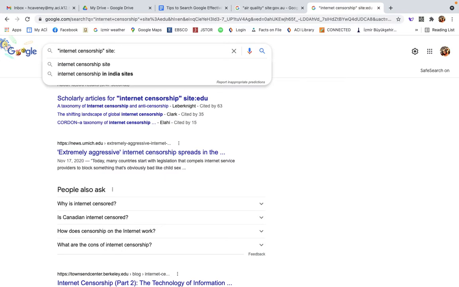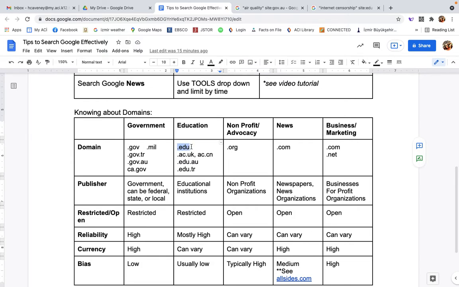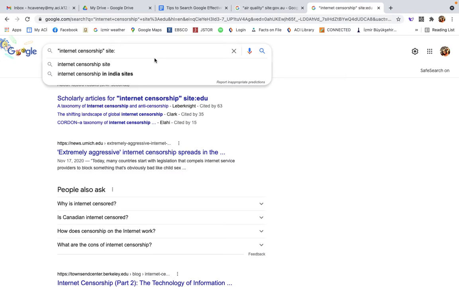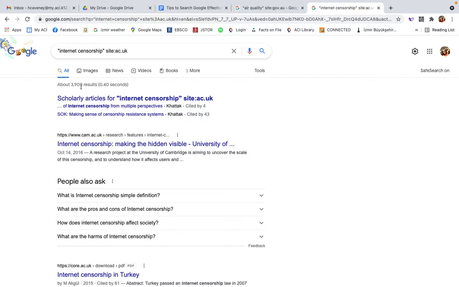The other thing I want to point out is other countries, and you'll see this in my tips. .edu is generally for American universities. Other countries might either do .ac for academic and their country. So this is .ac.uk, that's academic in the UK. This is academic for China. Or like Turkey or Australia have .edu and their country. So let's take a look at some different options here. Let's do ac.uk. So I have 3,900 articles that are on internet censorship that are from academic sites in the UK. Okay, but I can also do China.